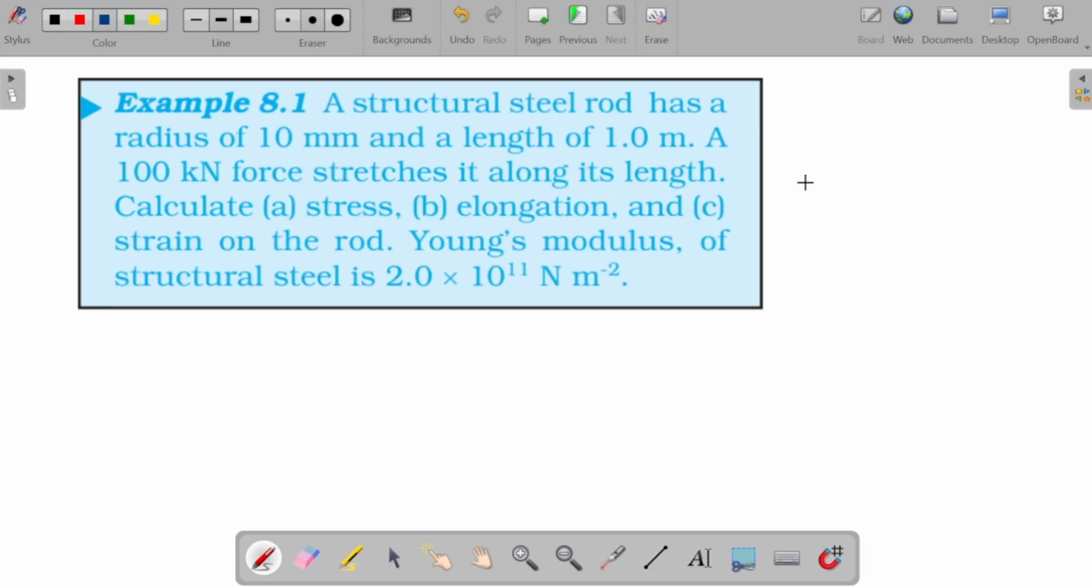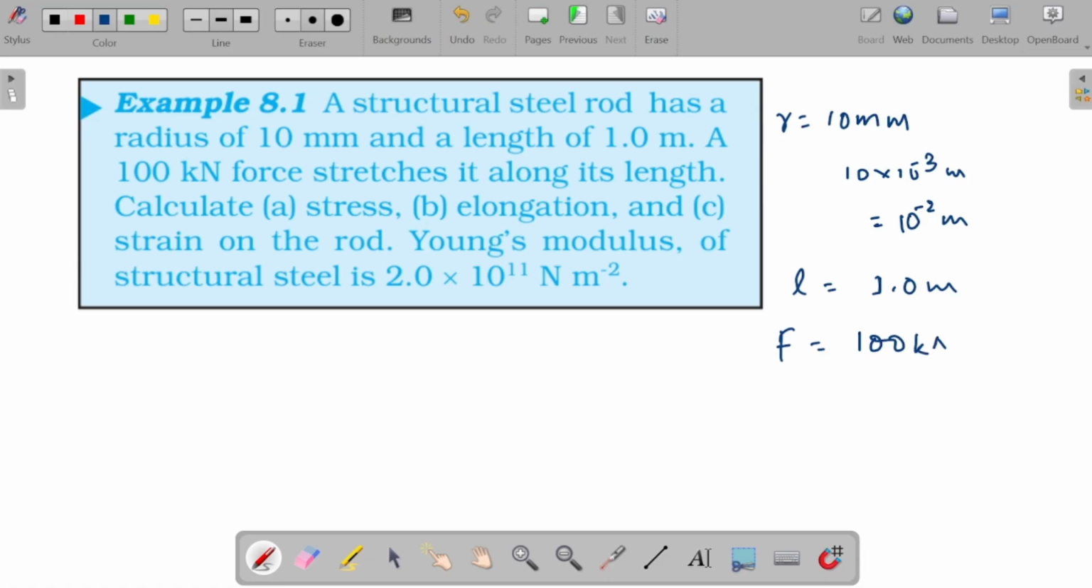A structural steel rod has a radius of 10 millimeter, so R equals 10 millimeter, or 10 into 10 to the power minus 3 meter, or simply 10 to the power minus 2 meter. Next, the length of this rod is 1.0 meter. And then a force of 100 kilonewton, or 100 into 10 to the power 3 newton, so 10 to the power 5 newton. You can check it by yourself.